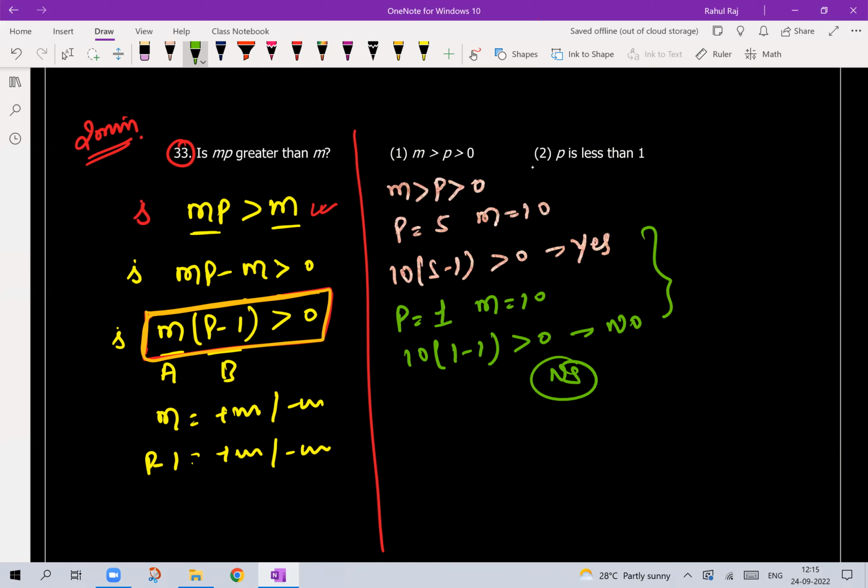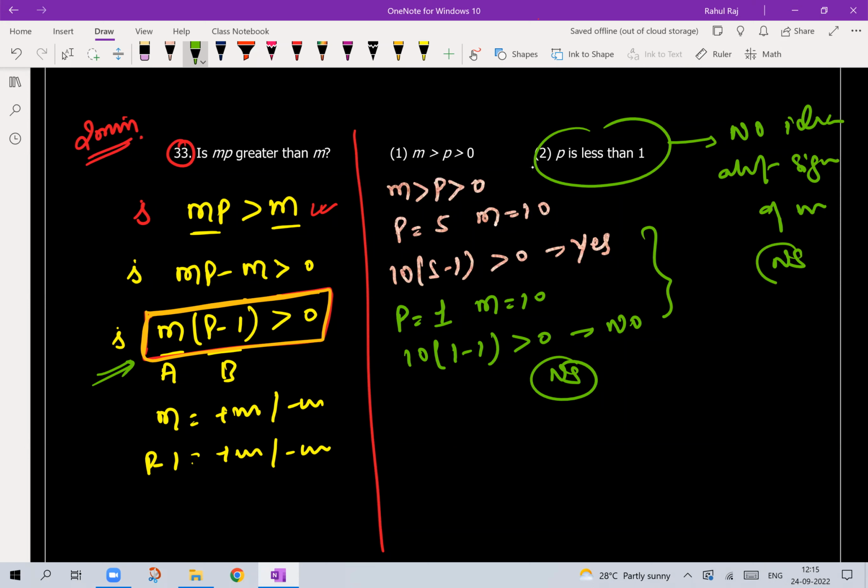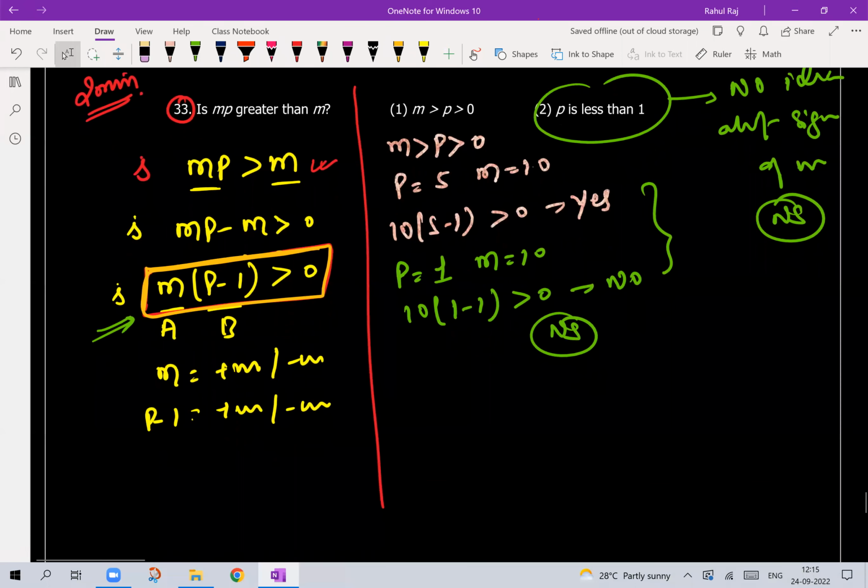Anyone, any doubt here? Please tell me. I have done nothing. It's a pretty easy question if you convert the question in this way. Option number 2 says P is less than 1, but I have no idea about the sign of M. So obviously this will not be sufficient. Is that clear? So when I combine these two statements, what happens?